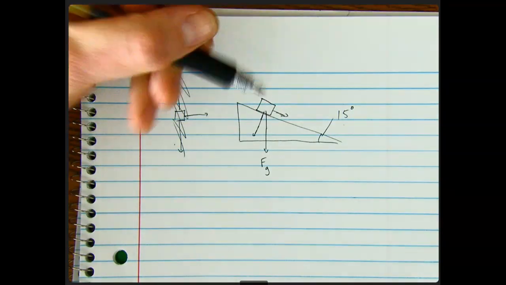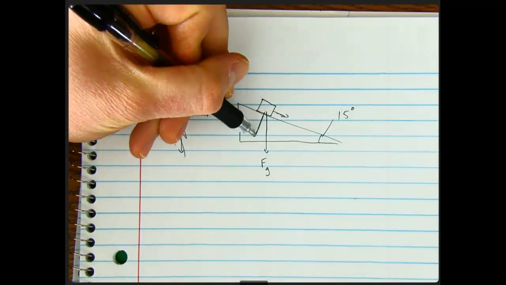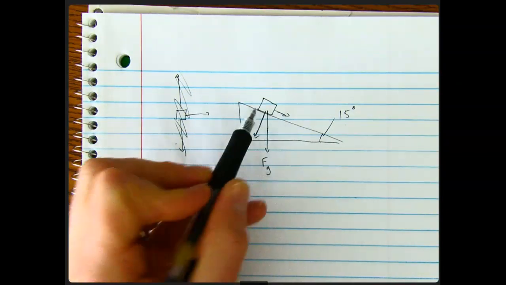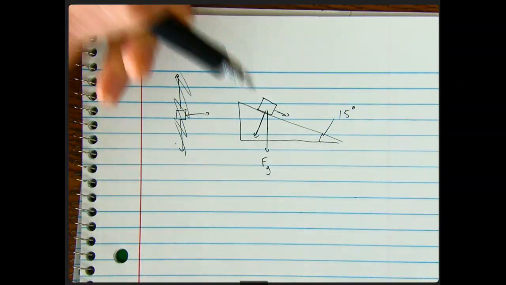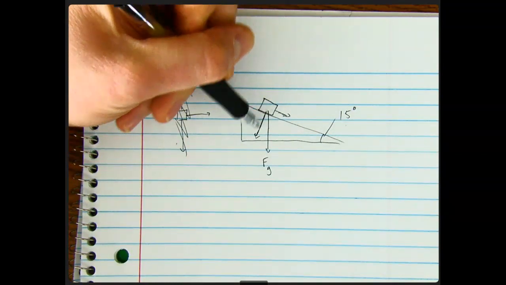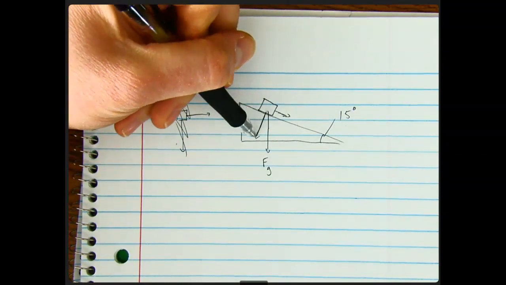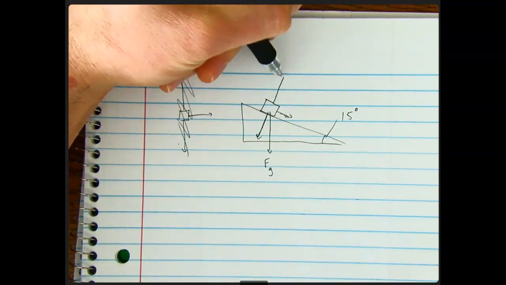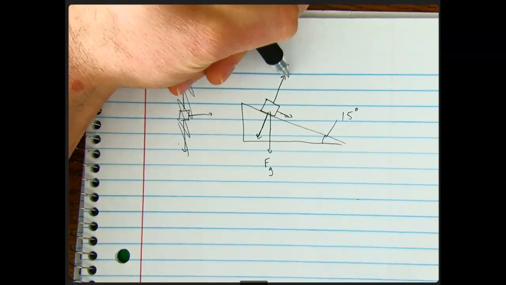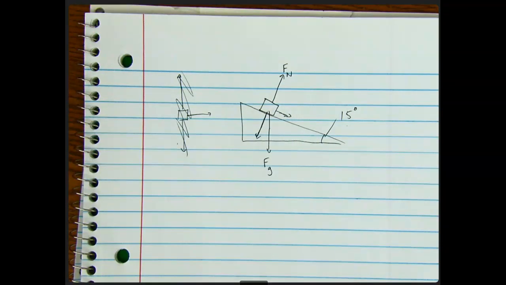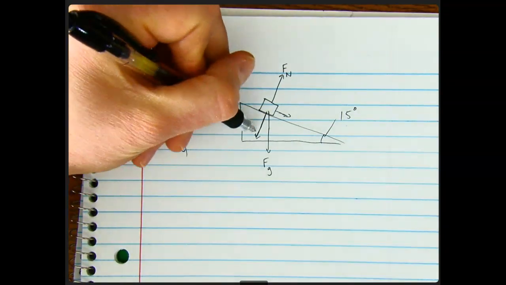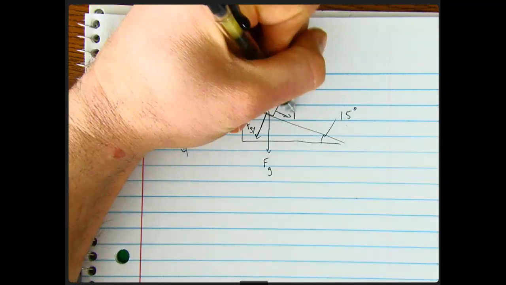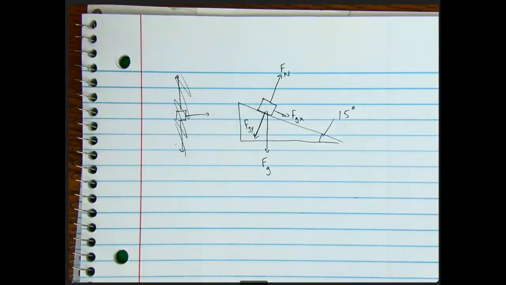Now this component here is perpendicular to the surface of the ramp. And for the forces that are perpendicular to the ramp, we have a force of gravity in this direction, and what's also perpendicular to the ramp is our normal force. So we can call this over here the force of gravity in the y direction, and this is the force of gravity in the x direction.